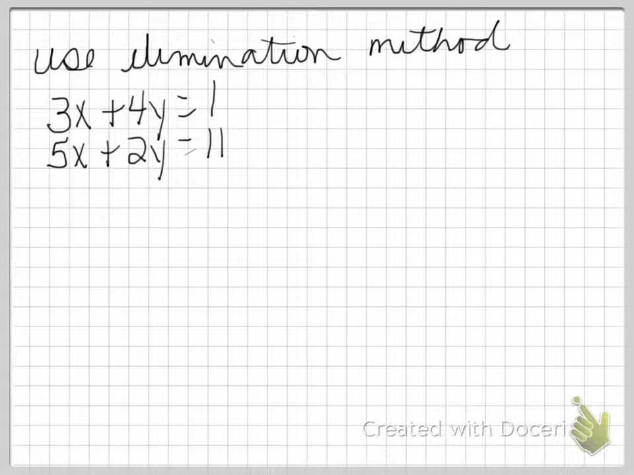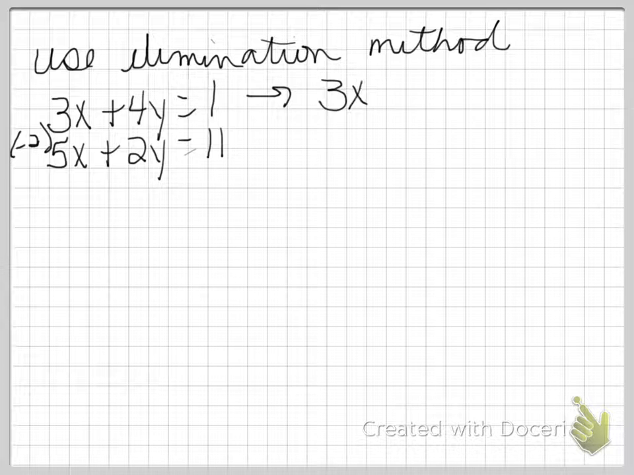Now this problem we're going to do the elimination method. Notice that none of the coefficients are the same. If we opted to get rid of the x's, a least common multiple of 3 and 5 would be 15. So we would need one to be a positive 15 and one to be a negative 15. Or if we chose to get rid of your y's, what's a common multiple of 4 and 2? 4. So one would need to be a positive 4 and one would need to be a negative 4. So if we get rid of the y's, we only have to multiply the second equation by a negative 2.